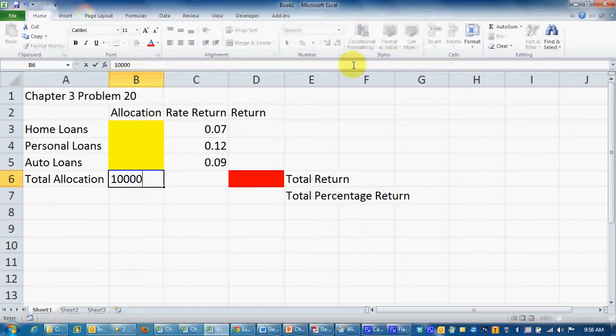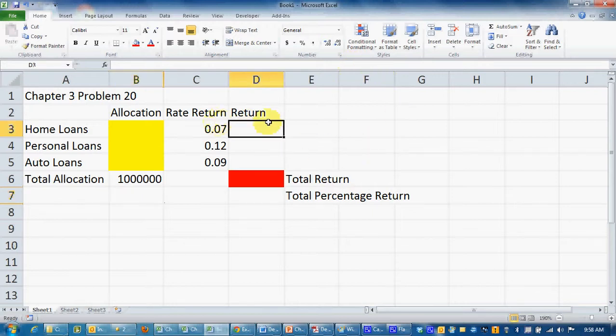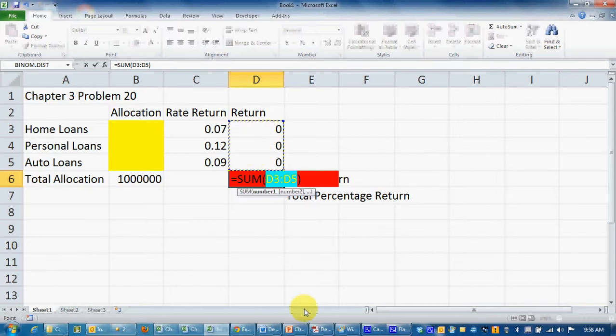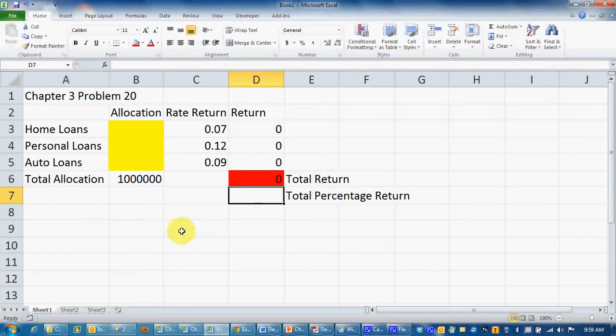So we already know that going in. And then to calculate our return, we're simply going to multiply these two cells by each other. Once we do the first one, we're going to drag it down. And then here we're going to do an auto sum, and it just does it for me. It picked those three cells, hit return.